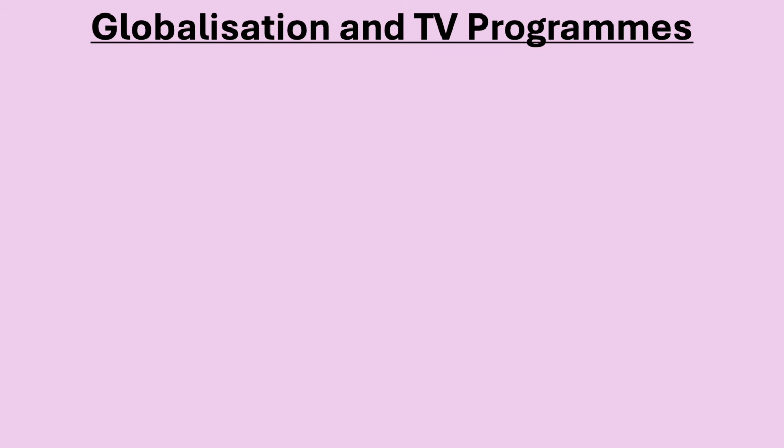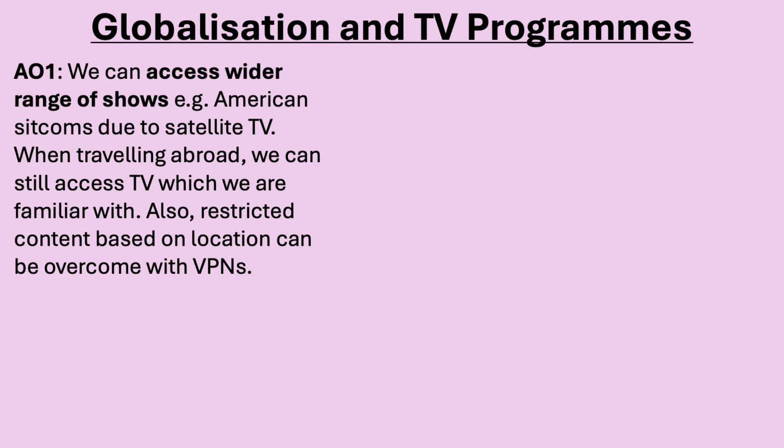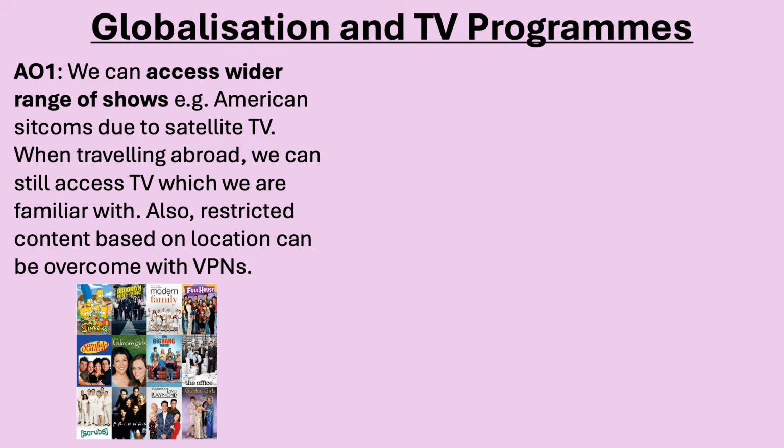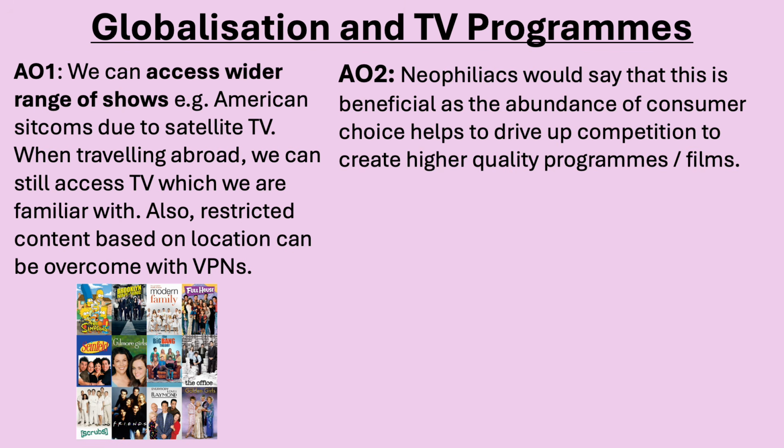When looking at globalisation in TV programmes, we can look at how we can access a wider range of shows, for example, American sitcoms due to satellite TV. And also, when we travel abroad, we can still access TV which we are familiar with. Also, restricted content based on location can be overcome with a VPN.